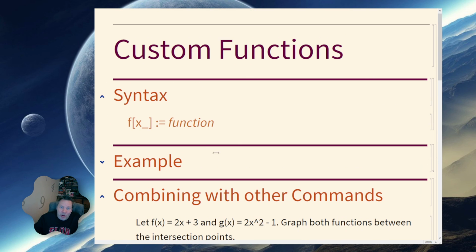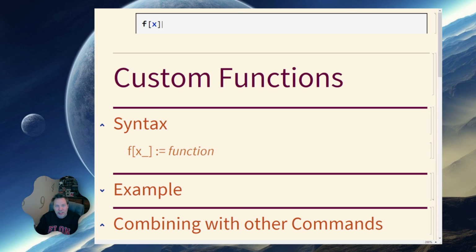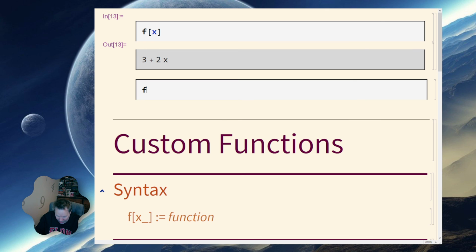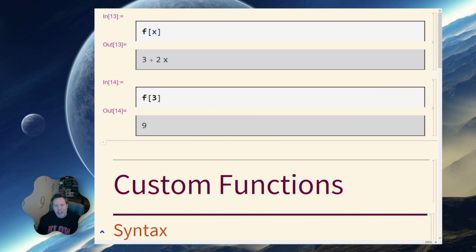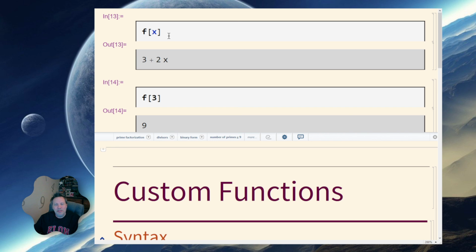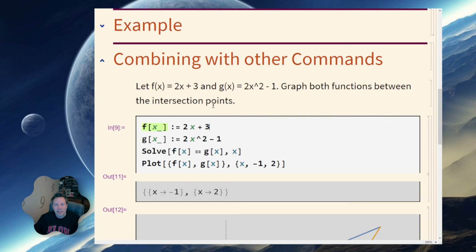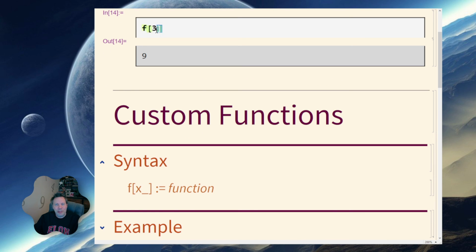So I can even come all the way up here and say, what is f of x? And evaluate this. And it tells me what it was. I can type in f of 3 and it will evaluate this. Well, let's just make sure that it did the right thing. If I plug 3 into this, I should get 9. 2 times 3 plus 3 is 9. And sure enough, it did.